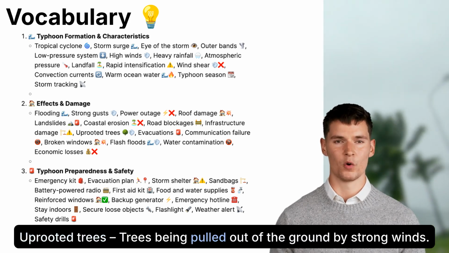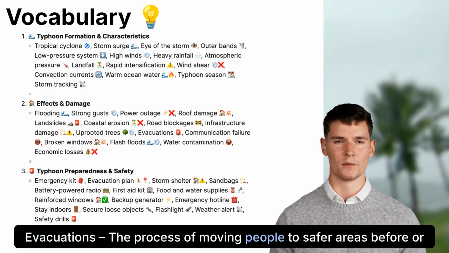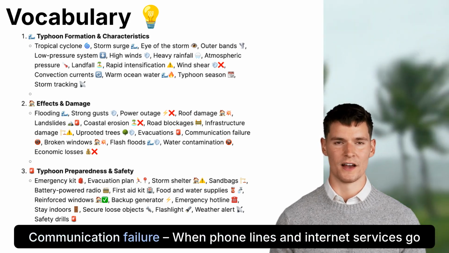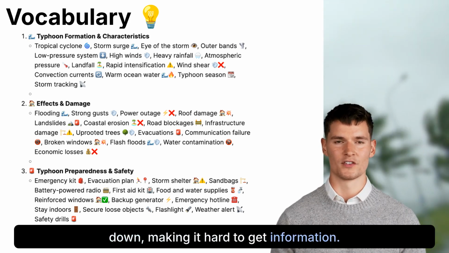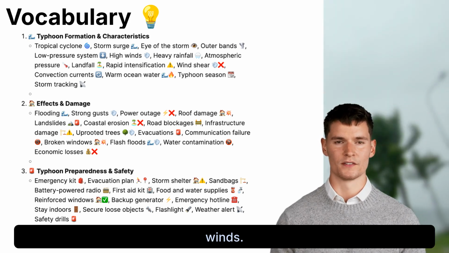Uprooted trees, trees being pulled out of the ground by strong winds. Evacuations, the process of moving people to safer areas before or during a typhoon. Communication failure, when phone lines and internet services go down, making it hard to get information. Broken windows, windows shattering due to flying debris or strong winds.